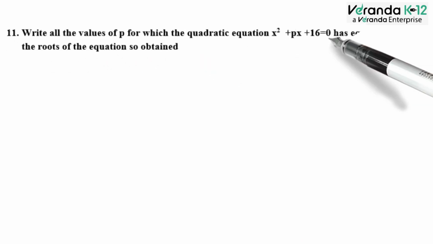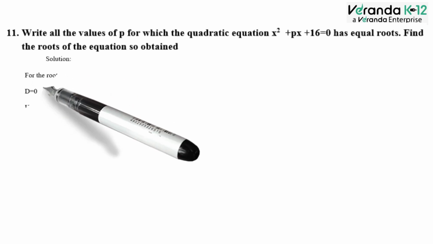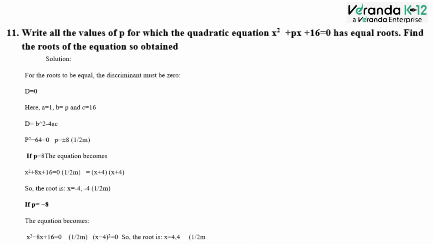Write all the values of p for which the quadratic equation x square plus px plus 16 is equal to 0 has equal roots, and also find the roots of the equations obtained. So here it is given that the equation has equal roots. So we know that if the roots are equal, then the discriminant value is equal to 0. That is b square minus 4ac is equal to 0. So now we will identify the values of a, b, c. So from the equation a is equal to 1, b is equal to p, c is equal to 16.